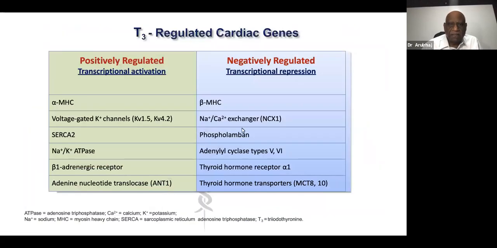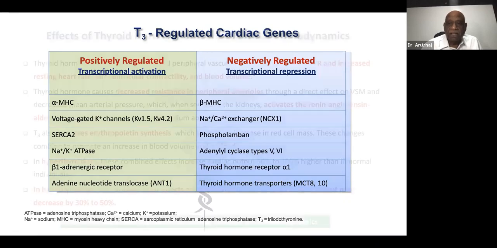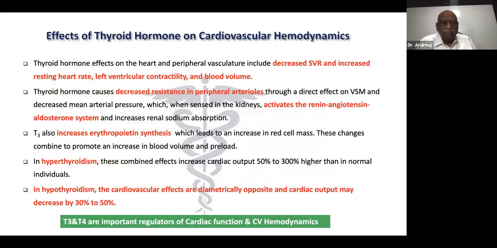Genomic and non-genomic activity. In the genomics of T3, there are 6 genes which are positively regulating the cardiac function in the presence of T3, and 6 which are negatively regulating. In the future, we may be asked to evaluate these genes to say that this heart failure is secondary to T3 deficiency. The effect of T3 on cardiovascular hemodynamics: it decreases the systemic vascular resistance and increases resting heart rate, left ventricular contractility, and blood volume. Thyroid hormone causes decreased resistance in the peripheral arterial system and activates the RAS, which we have seen already. It increases the erythropoietin synthesis.